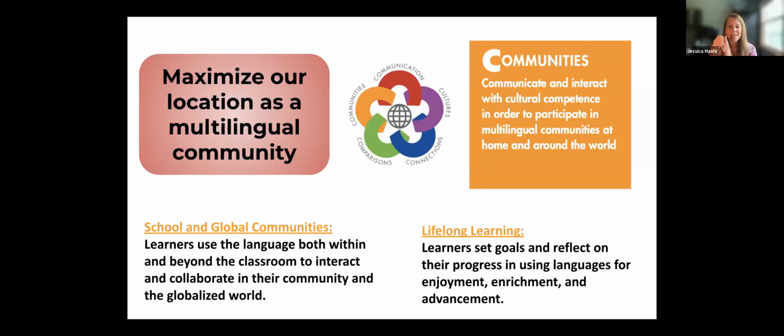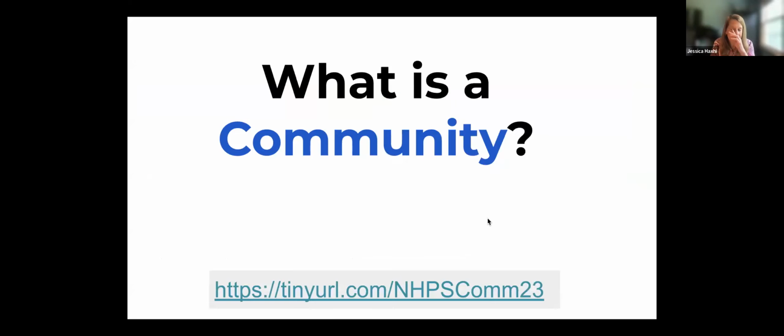It's this idea that they're going to set goals, reflect on their own progress, and use languages themselves for enjoyment, enrichment, and advancement. And we want our kids out there doing that in our communities. So these were the things that drove us as we wrote.